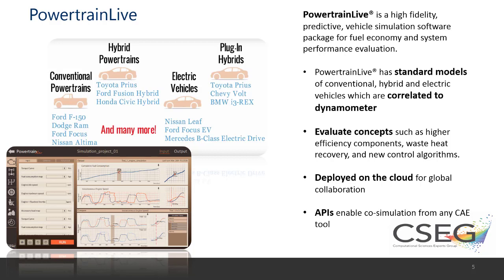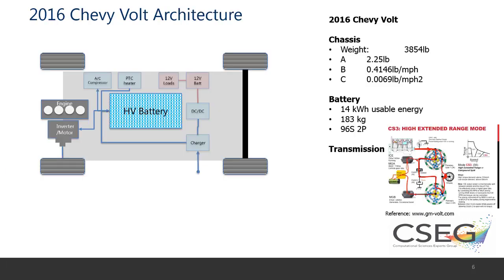And the third thing to note on PowertrainLive is that it has fully open APIs, and this means that PowertrainLive and its standard vehicle models can seamlessly co-simulate with any of the CAE tools. So that's PowertrainLive. For our study here, we picked the 2016 Chevy Volt.